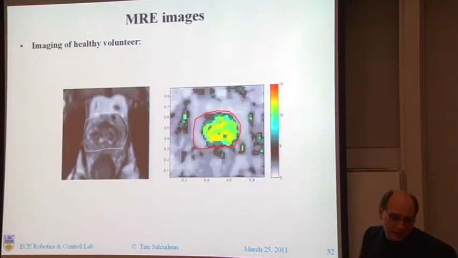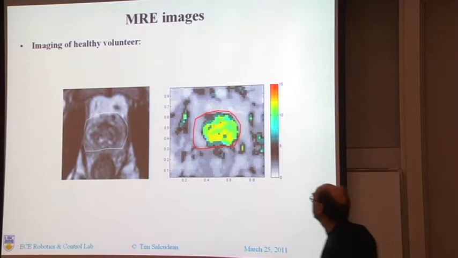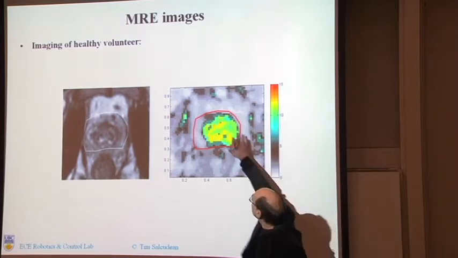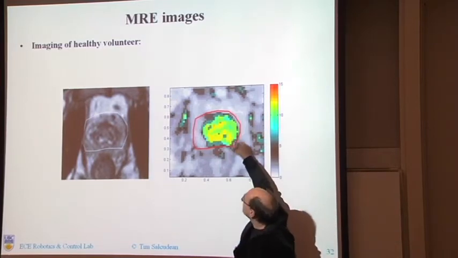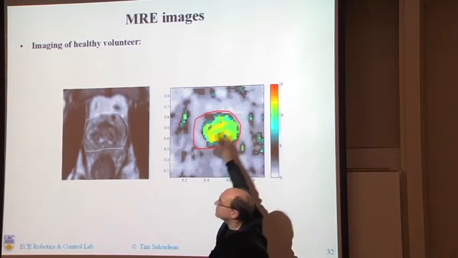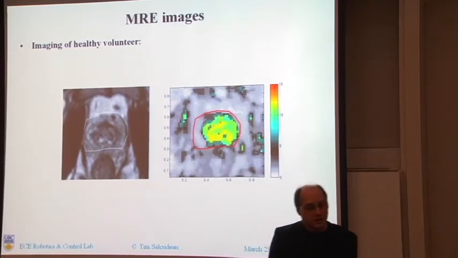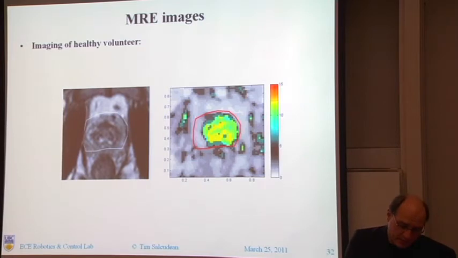So here's the prostate image of a healthy volunteer, and you get an absolute map of the elasticity. You noted how the prostate in the region of interest is significantly stiffer than the surrounding region, and we will use that to segment it.